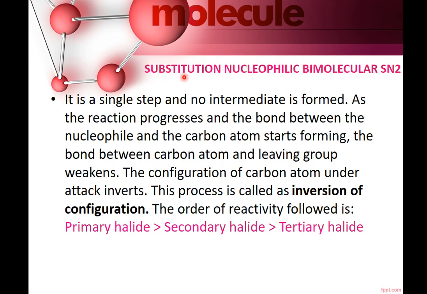Nucleophilic substitution reactions can be carried out in two ways. First is substitution nucleophilic bimolecular, SN2: S for substitution, N for nucleophilic, and 2 for bimolecular reaction. Bi means 2. Here 2 molecules are there in the rate determining step. It is a single step. No intermediate can be isolated.